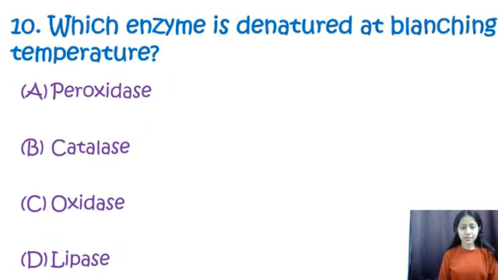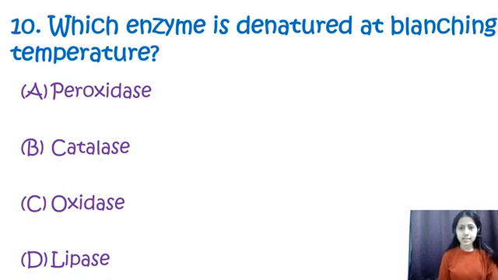Question number 10. Which enzyme is denatured at blanching temperature? Option A peroxidase, option B catalase, option C oxidase, and option D lipase. So actually what is blanching? Blanching is a process of scalding vegetables or fruits in boiling water or steam for a short period of time, followed by rapid cooling in ice water. This process is done to inactivate the enzymes which cause the spoilage or the discoloration of the food.